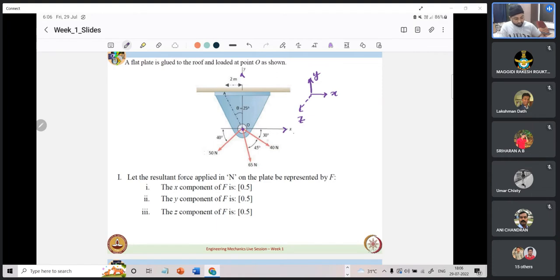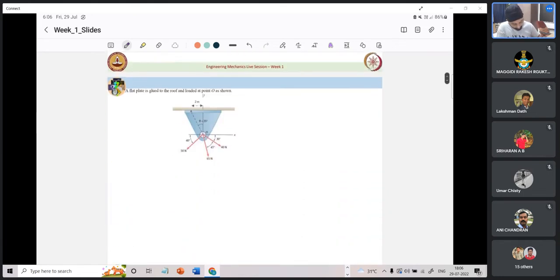We have three forces here: 40 Newton, 65 Newton and 50 Newton, applied at these angles: 30, 45 plus 30, that is 75, and 40 from the positive x and negative x axis respectively. They have said, let the resultant force applied on this plate at point O be represented by a force called F. This F is a vector. So we have to calculate the x, y and z components. Let us see how to go about that.